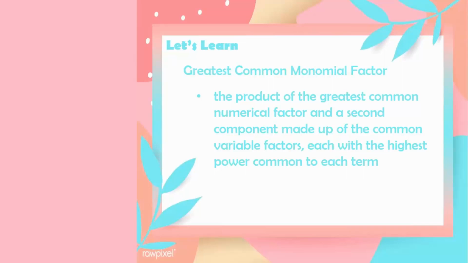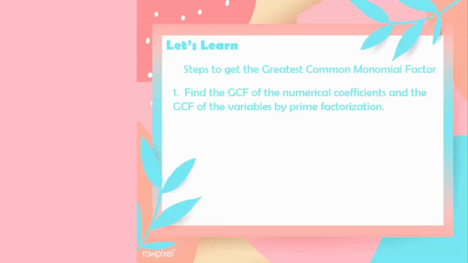Okay? Ito yung the product of the greatest common numerical factor and a second component made up of the common variable factors, each with the highest power common to each term. Okay, so parang ang hirap, no? Kasi English tayo. Okay, but don't worry, makukuha niyo rin yan as we follow the steps to get the greatest common monomial factor. Okay, so first, let us try to find the GCF of the numerical coefficients and the GCF ng mga variables by prime factorization.